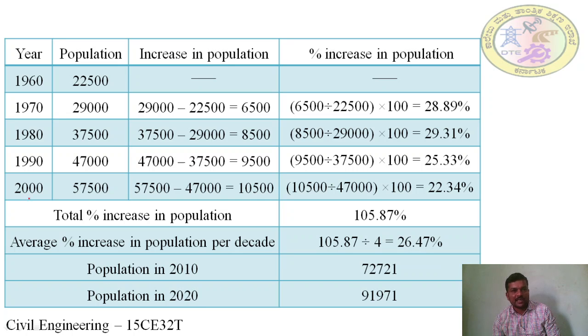The final outcome of the problem is tabulated here. Whatever problem we have solved in the last 2 slides is concluded here. Here the increase in population, percentage increase in population, total increase in population, average percentage increase in population per decade, the required population in year 2010 and required population in the year 2020.